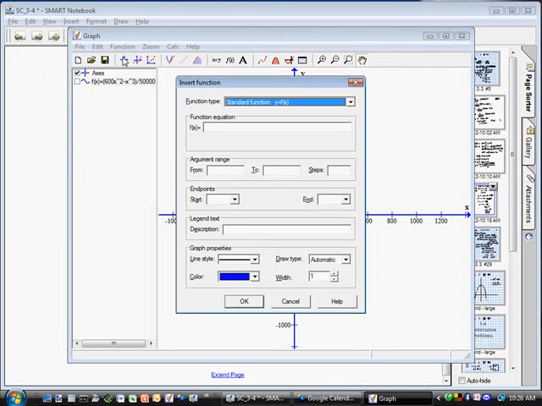So let's insert the function: 4 divided by 1 plus x squared.